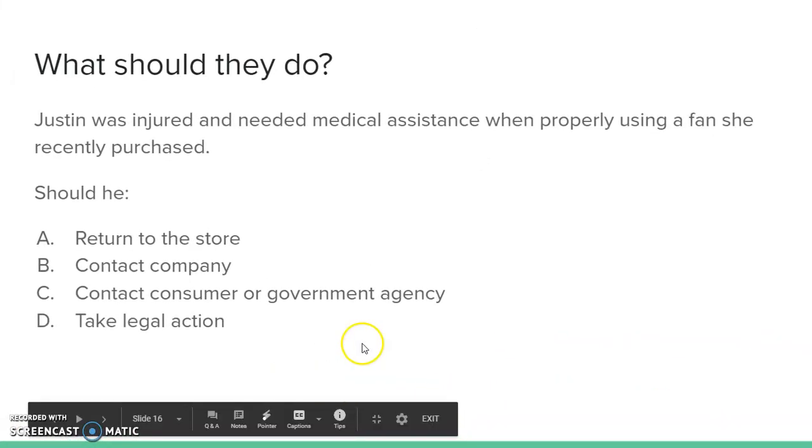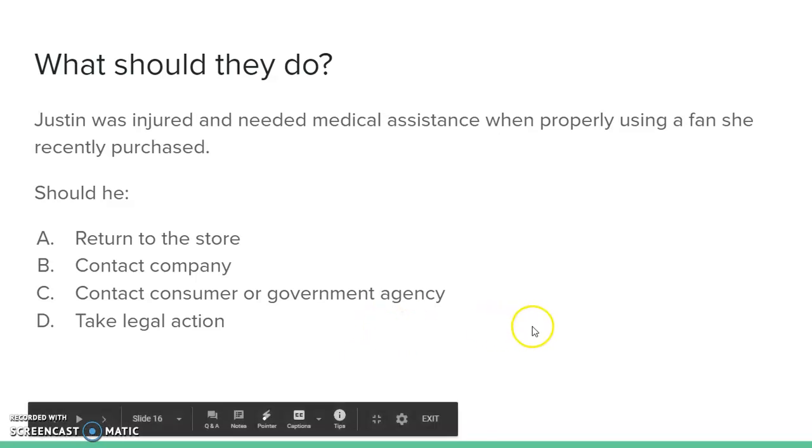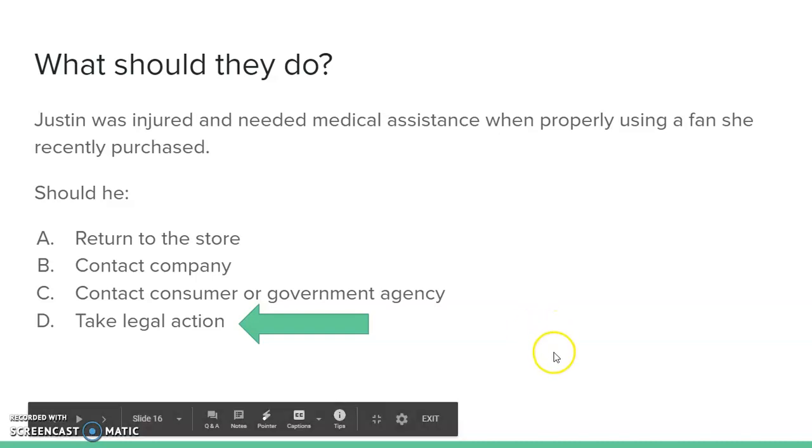All right. In this situation, Justin was injured and needed medical assistance when properly using a fan she had recently purchased. Okay, what do we need to do here? Take legal action. Obviously, this was not a safe product, and therefore the company that manufactured the product would be liable for our injury.